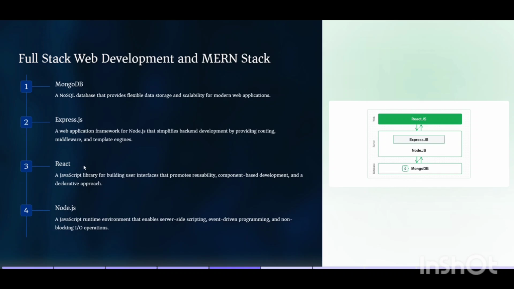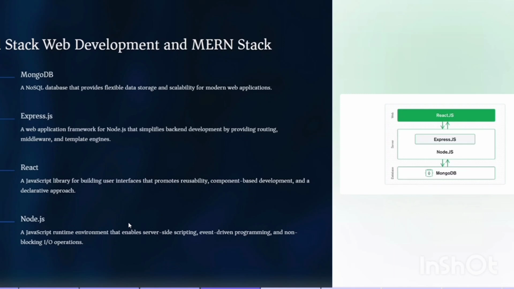Now let's see all these technologies. First is MongoDB. MongoDB is a NoSQL database that provides flexible data storage and scalability. It stores JSON data natively and queries are also built in JavaScript. Next we have Express.js. Express.js is a web application framework for Node.js that simplifies backend development. It's a framework that runs on the server side to handle the server side queries and requests.